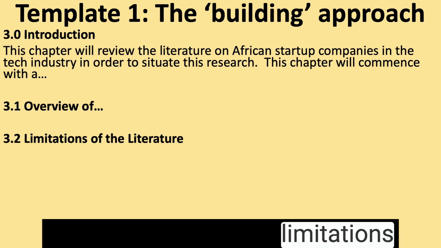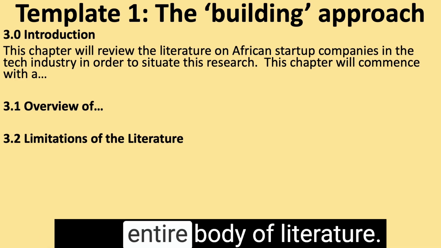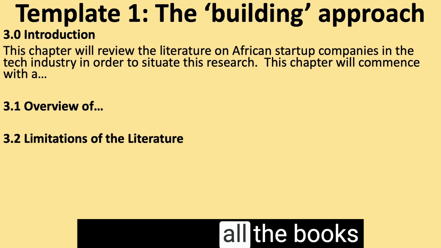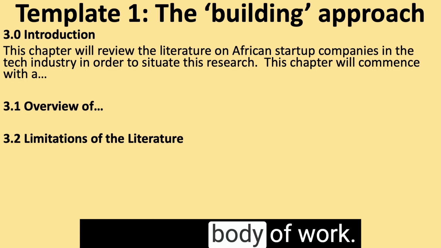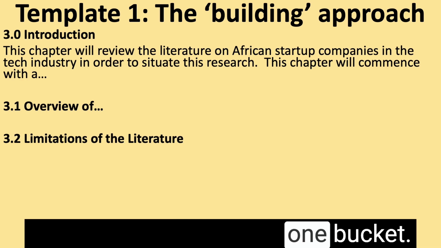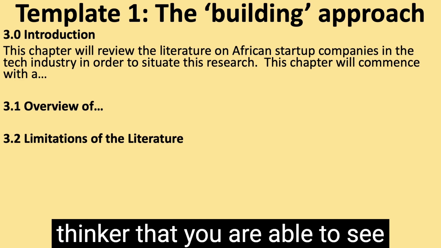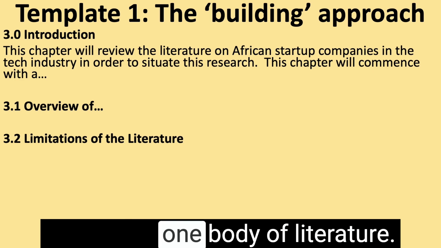As well as stating the limitations in individual books and articles, you should state the limitations of the entire body of literature. Imagine that all the books and articles that discuss the topic of your dissertation are one body, a body of work. You put all the books and articles that touch on your topic into one bucket. This is a skill of a critical thinker, that you are able to see individual books and individual articles as one body of literature.